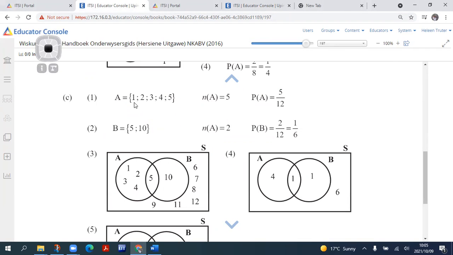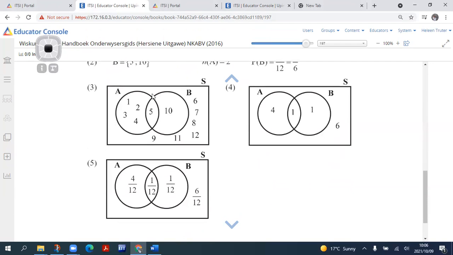So die eerste 5 natuurlike getalle is 1, 2, 3, 4, 5 met 'n kommapunt met 'n hakkie. So die N van A, die aantal elemente is 5 en die P van A is 5 uit die totale uitkomste is 12. B was die veelvoude van 5, die eerste 2 is 5 en 10, aantal elemente is 2, waarskynlikheid is 2 uit 12, 1 uit 6. Okay, wat ek eintlik in belang stel is die skets van die Venn-diagramme.